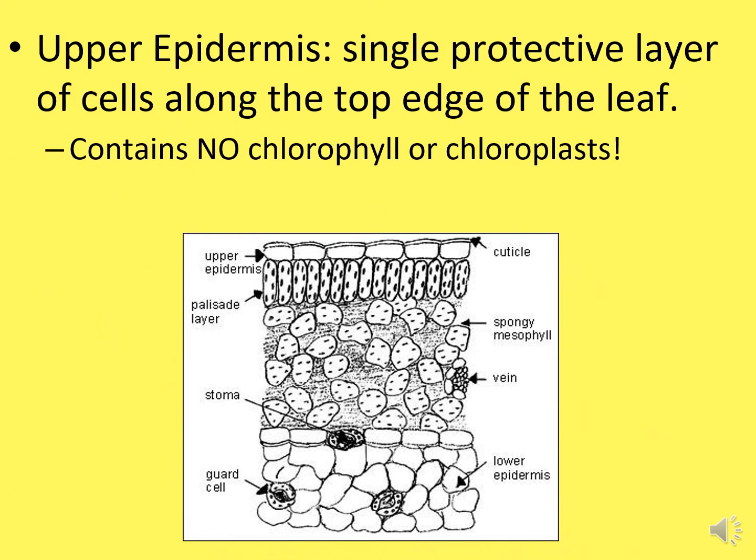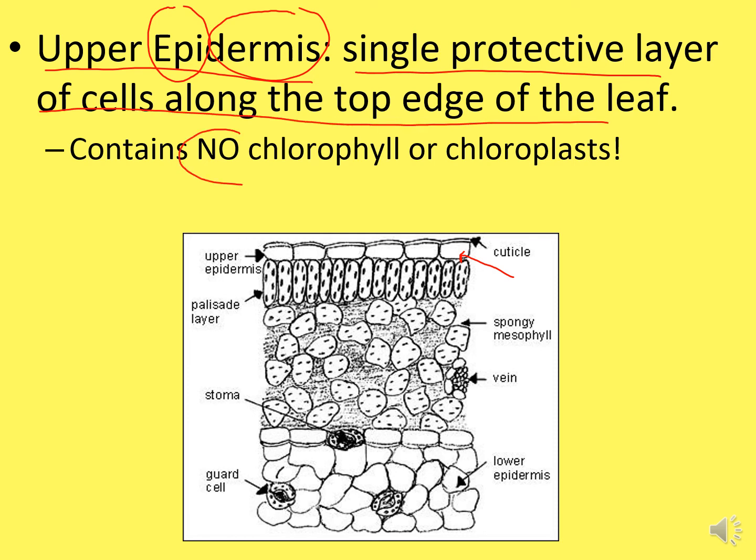Second layer is this one right here, the upper epidermis, okay? So dermis is basically known as skin, and we have skin, right? And the skin that you see, where your color is, your melanin is there. This right here is your single protective layer of cells along the top edge. This contains no chlorophyll, no chloroplast. So this allows me to know photosynthesis is not happening here, because photosynthesis has to happen with chloroplast and chlorophyll. So that upper epidermis is just another protective layer. It's just a skin layer, which is here.